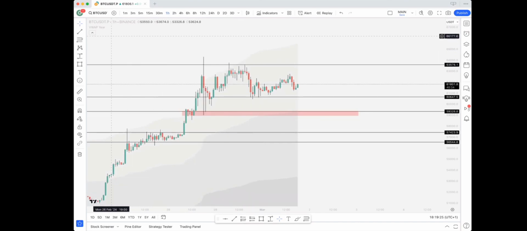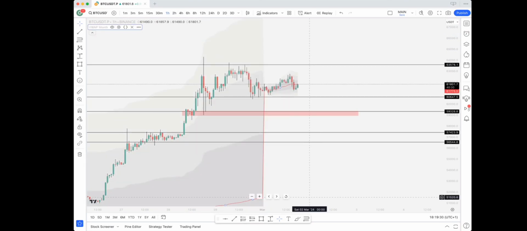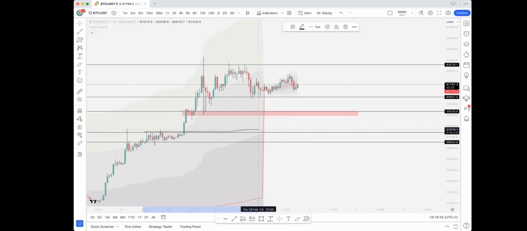Okay, and we'll go slightly lower, and we'll go on the monthly as well, just to see if any of these line up as well. You can see that this deviation band here lines up perfectly with the top of this demand zone. So we'll mark that as well. And we can see that this deviation band is quite close to this resistance, so we'll just mark that as well.